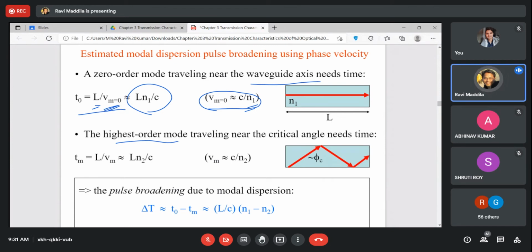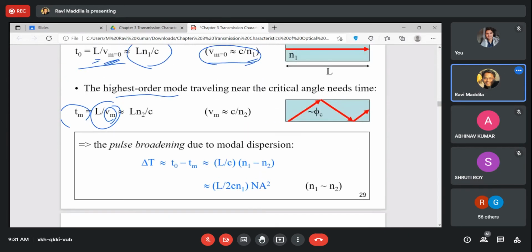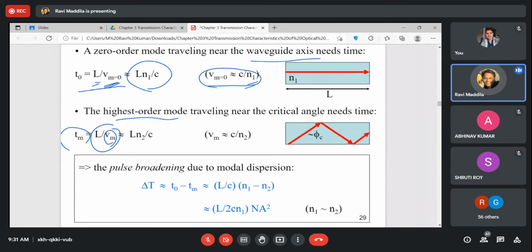Now what is shown here is the highest order mode traveling near the critical angle. This needs some time, which is given by the velocity of the mode. I'm not sure if this might be true for a different type of fiber, which is the gradient index fiber. But for the step index fiber that we have discussed, the velocity is the same, but the length is what is increasing in this case, right?